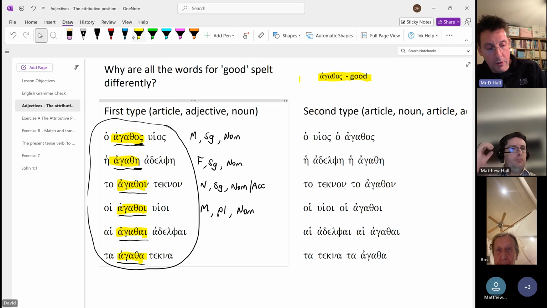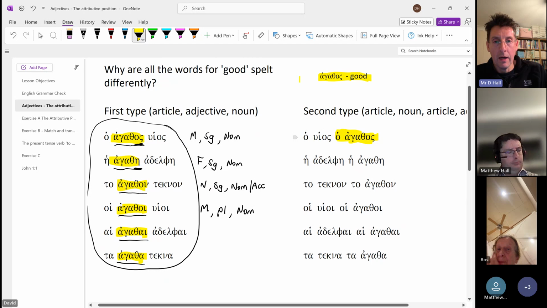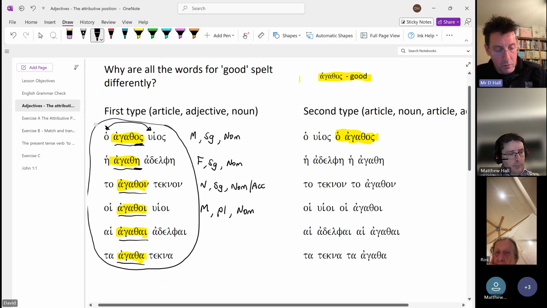So just have a look at what we've got here. We have the adjective on the second side, but notice that it's now got an article with it, and in some ways you can think of these, coming back to the first bit, the article kind of sits with the noun.